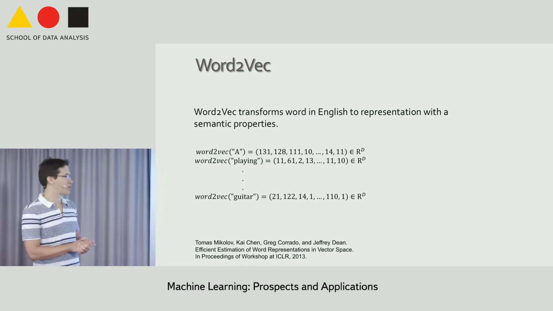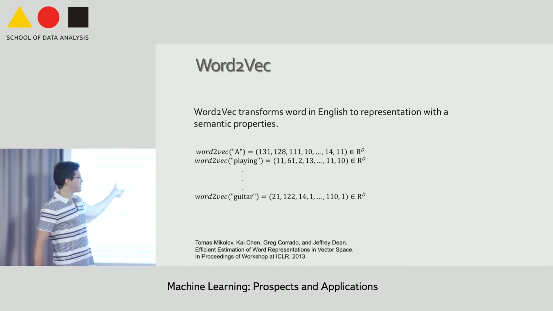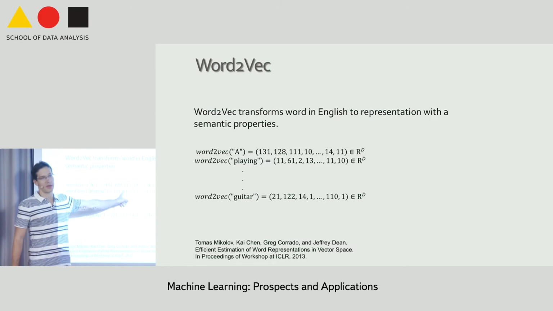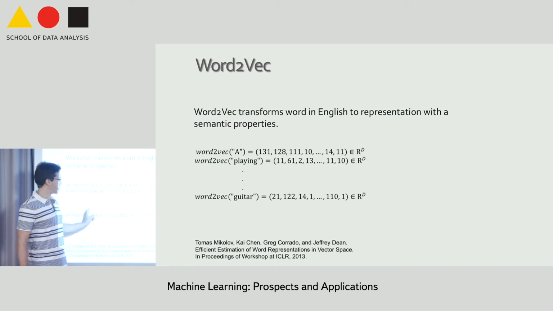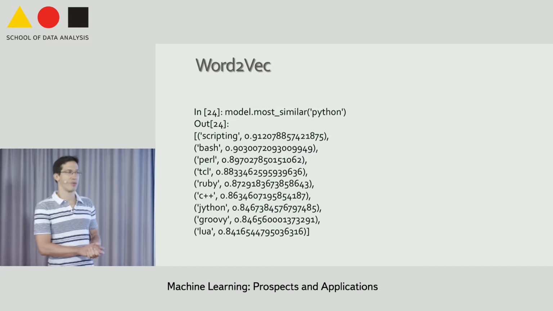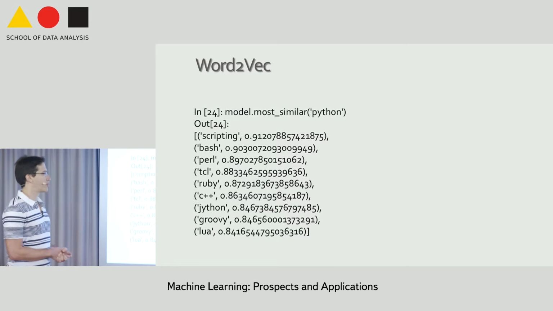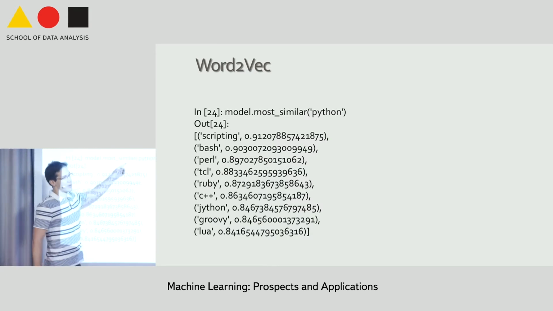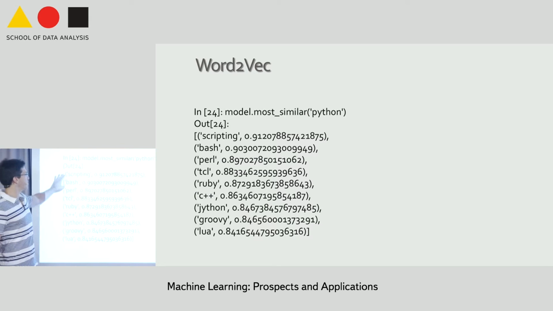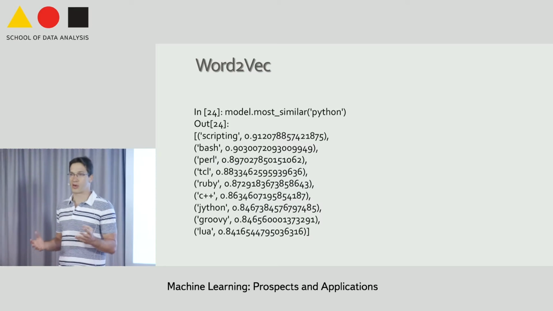So what is word2vec? Word2vec is a system by Mikolov and colleagues which maps words to vectors. So every word is mapped to a vector in R300. So every word is mapped to a different vector. And these vectors capture very well the semantic meaning of the words. So if we have the word Python, and we are looking for the words which are most similar semantically, then we get a list of words: scripting, bash, Perl, and so on. And this is out of a dictionary of all English words, not just programming language words.